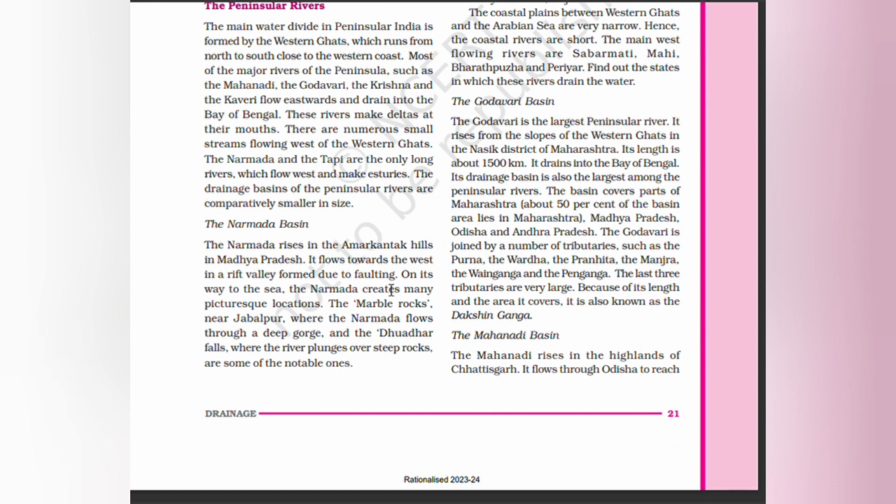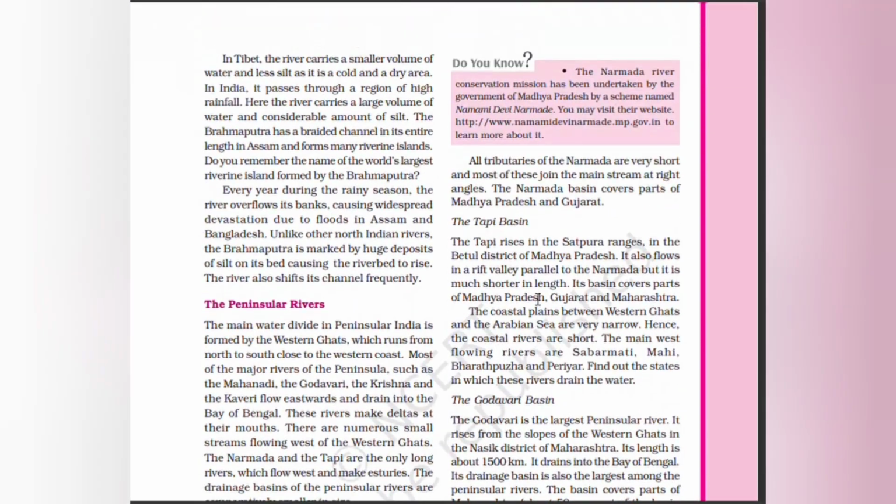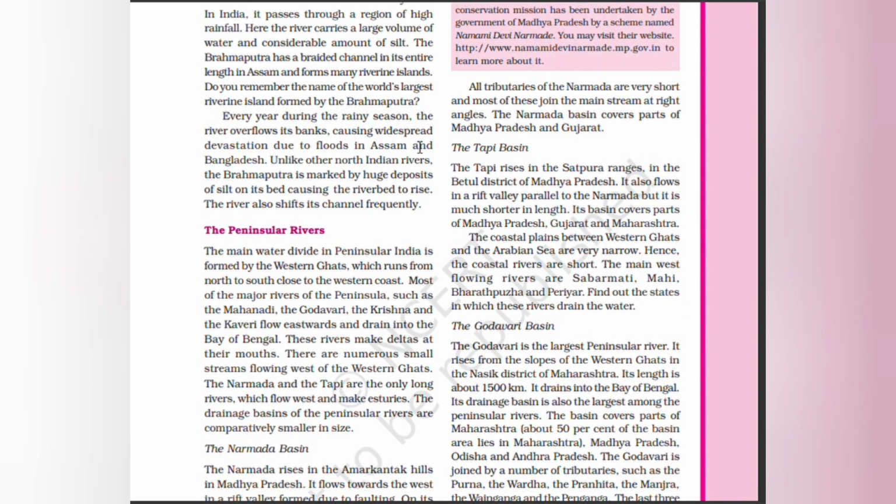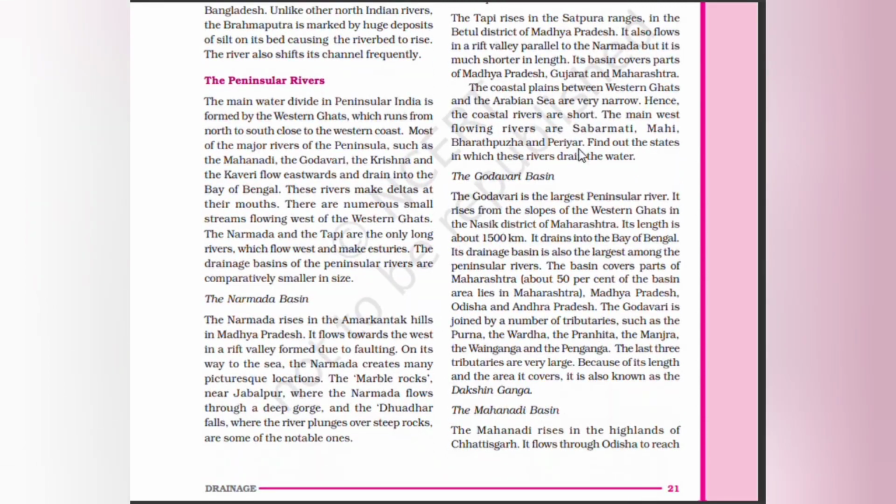On its way to the sea, the Narmada creates many picturesque locations. The marble rocks near Jabalpur, where the Narmada flows through a deep gorge, and the Dhuandhar Falls, where the river plunges over steep rocks, are some of the notable ones. The Narmada River Conservation Mission has been undertaken by the government of Madhya Pradesh under a scheme named Namami Devi Narmade. All tributaries of the Narmada are very short and most of these join the mainstream at right angles. The Narmada Basin covers parts of Madhya Pradesh and Gujarat.